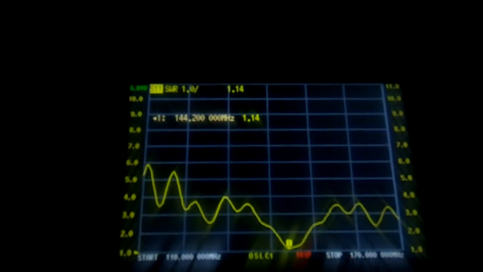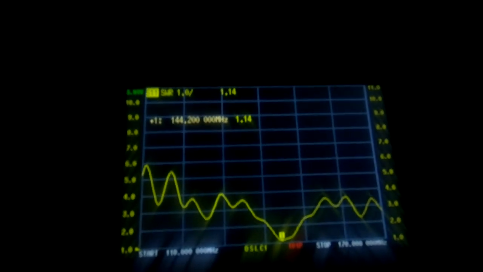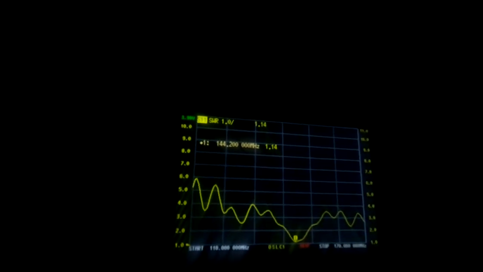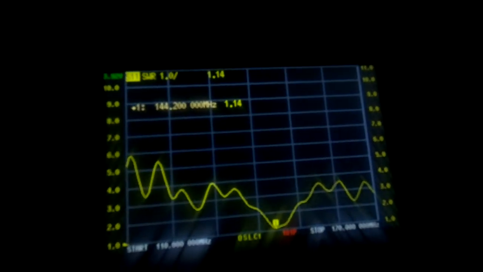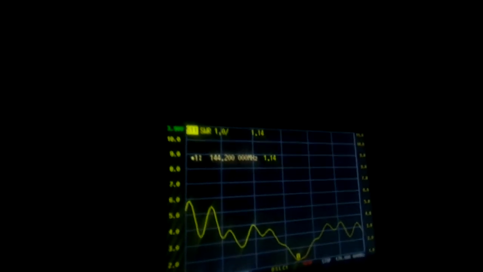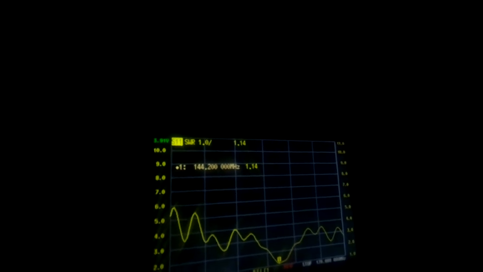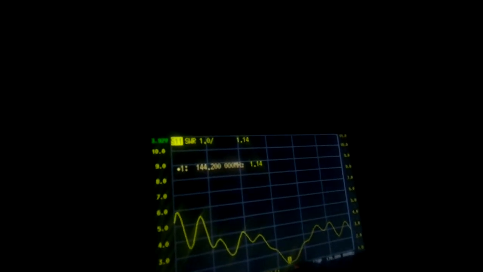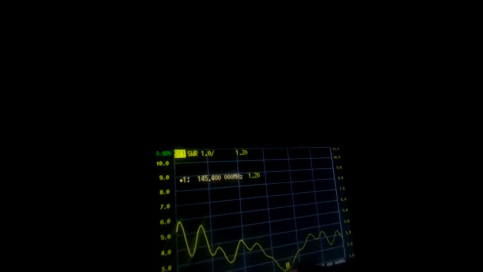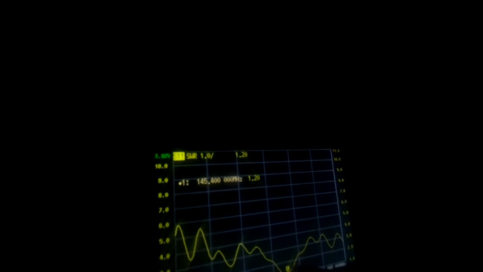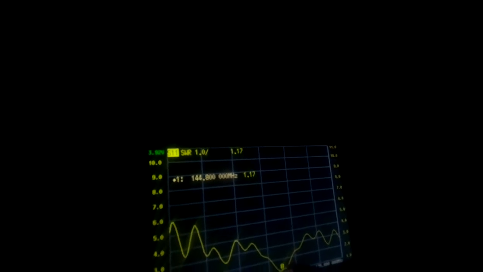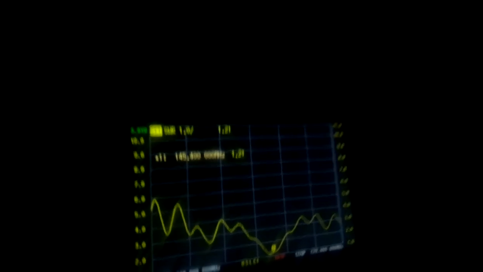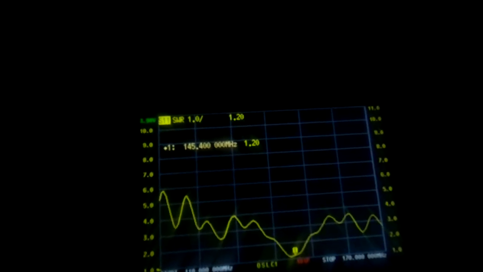This is the NanoVNA-F version 2 with Diamond X510, showing a span between 110 to 170 megahertz, and I've set a marker which is at 144.2, which is 1.1412:1. Let's just move him up a little bit. 145.400. A bit much there. Which is not far off the calling frequency of 1.21:1. Again, this is the Diamond X510.